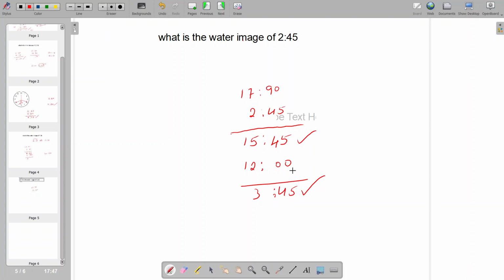So what will be the time? 3:45. Okay. Whenever you see 15, meaning more than 12, you need to subtract from 12. Here the value is 15, more than 12. So simply subtract from 12, or else count from 12. 12 to 13, 13 to 14, 14 to 15 is 3. So how much value is excess? 3, right? So 3:45 is the answer.